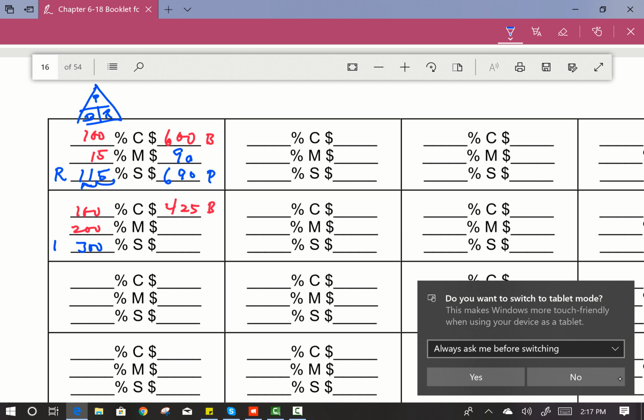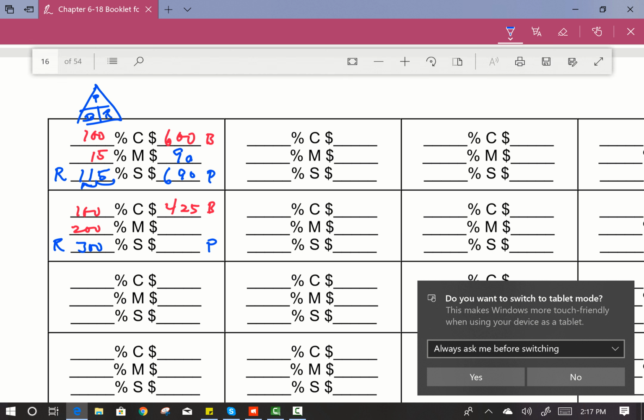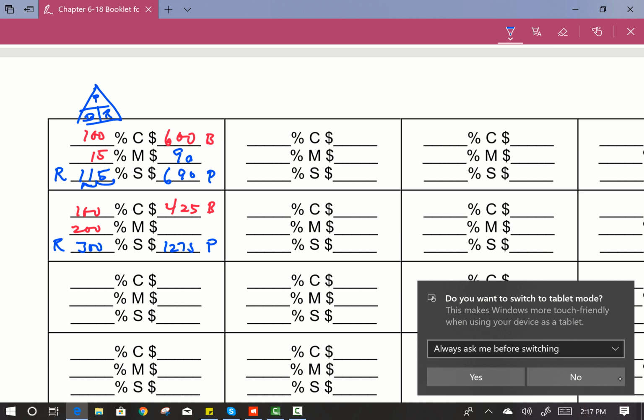I want to make that the rate. I want to go straight across and make this the part. Again, I'm solving for the part, which is equal to base times rate. So that's the same as 425 times 3, and that's going to equal 1275. Then the difference between the selling price and the cost is the markup amount of $850.